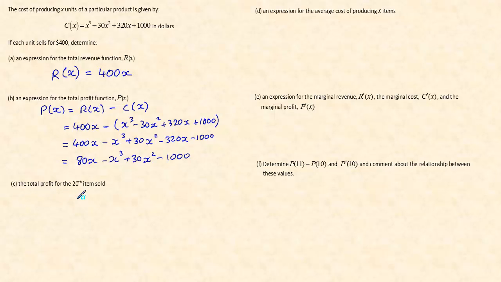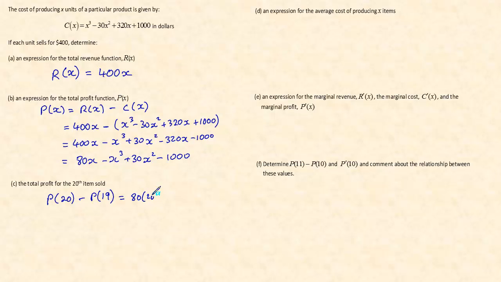Here we want the total profit for the 20th item sold. So if we evaluate P of 20, that's the profit on the first 20 items. If we take away P of 19, then we're left with just the profit for the 20th item. So what we're going to have is this expression evaluated with X is 20.